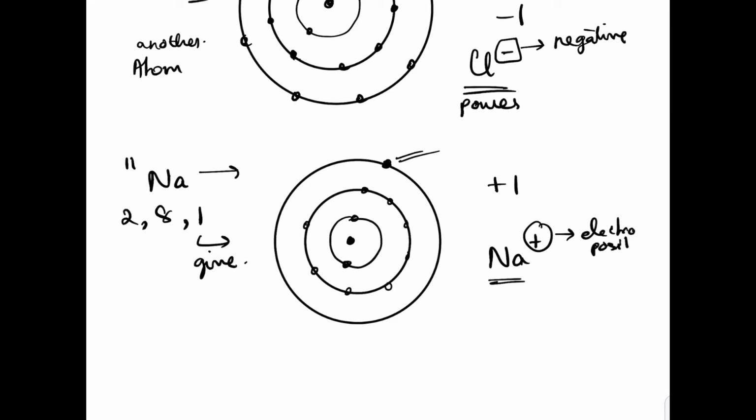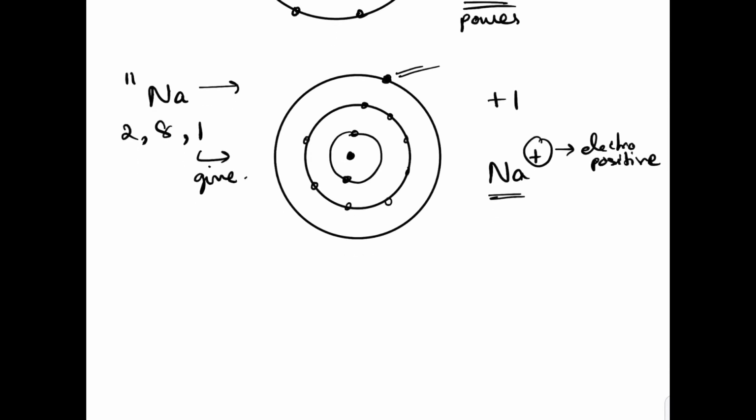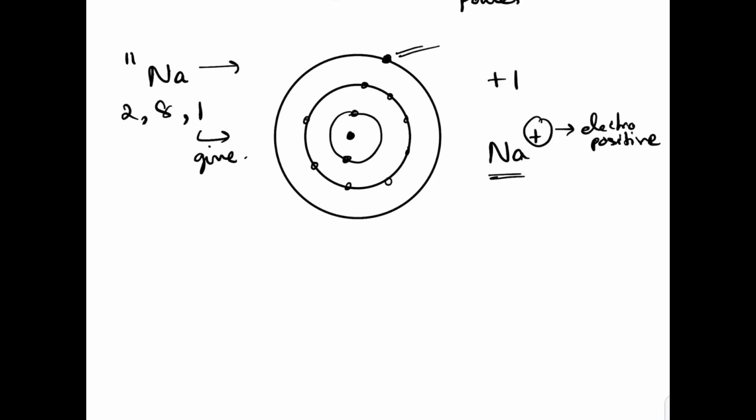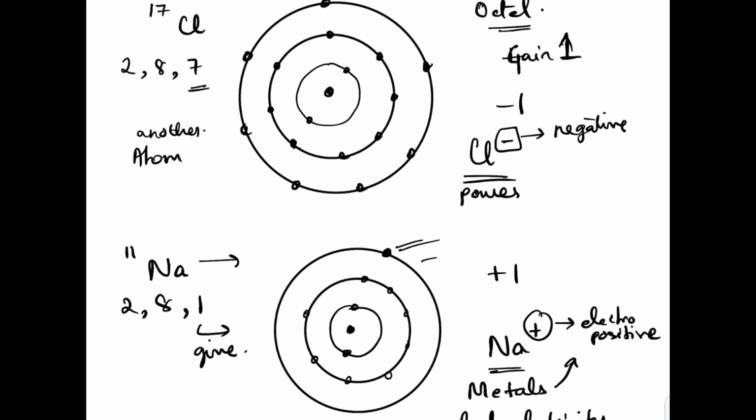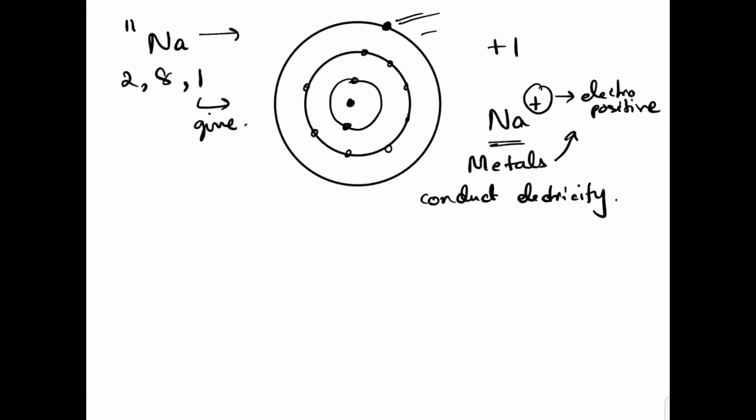This is something called electropositivity, which is quite the opposite of electronegativity. And just a note to be noted, that sodium is a metal, and metals are electropositive. They prefer losing their electrons, and that is one of the reasons why they conduct electricity, while you have chlorine, which is electronegative, which prefers gaining an electron to attain stability.